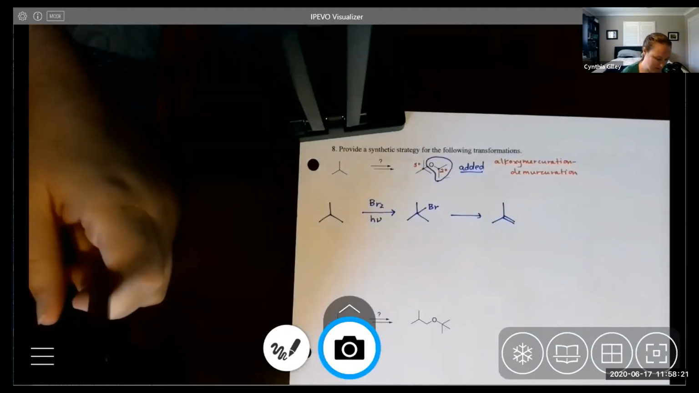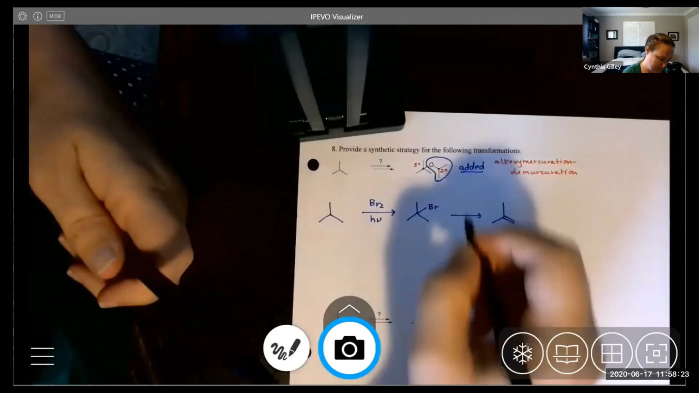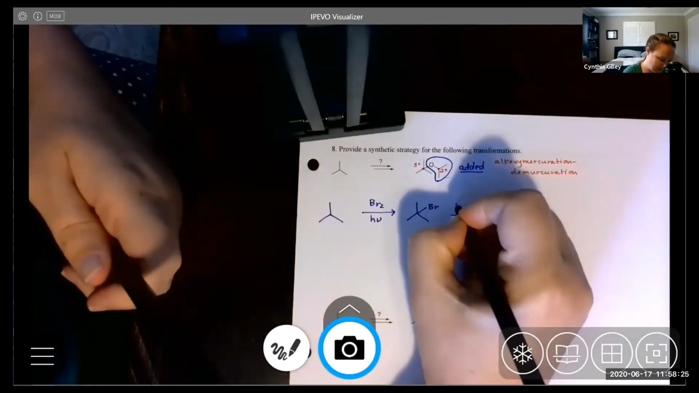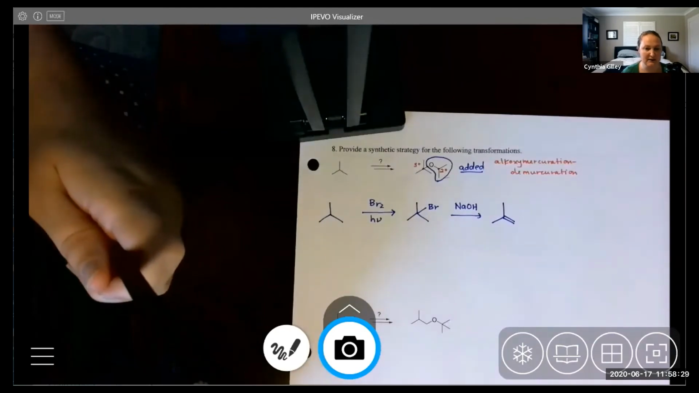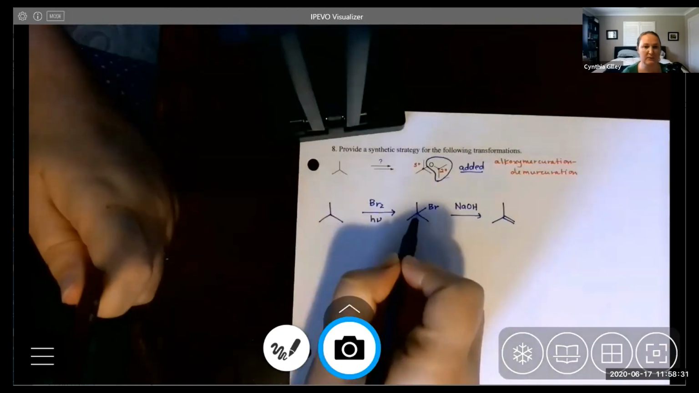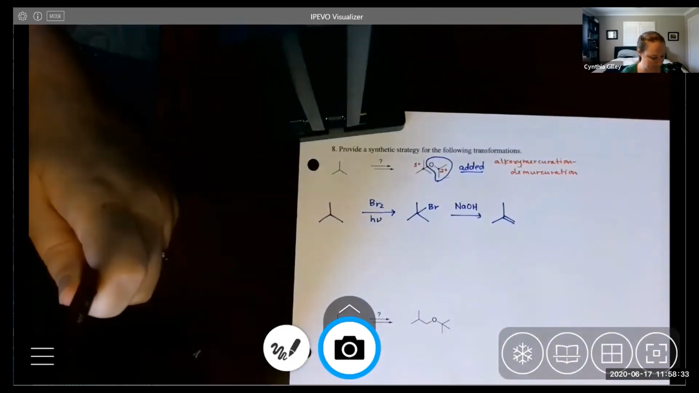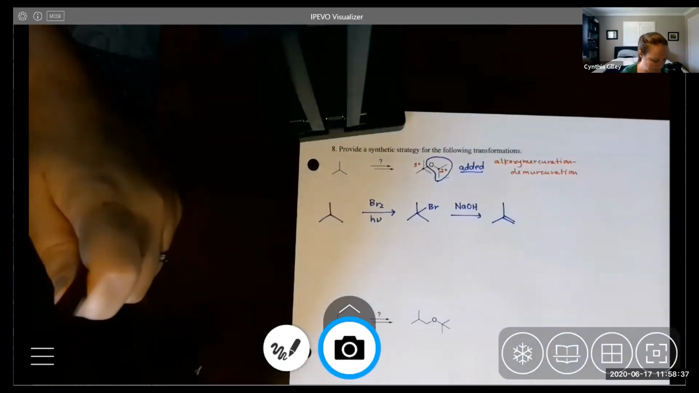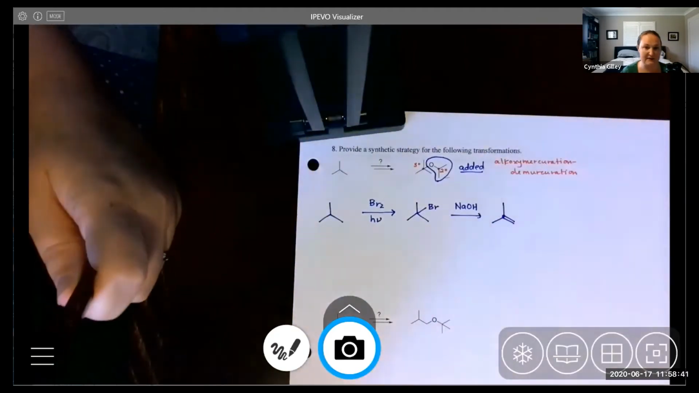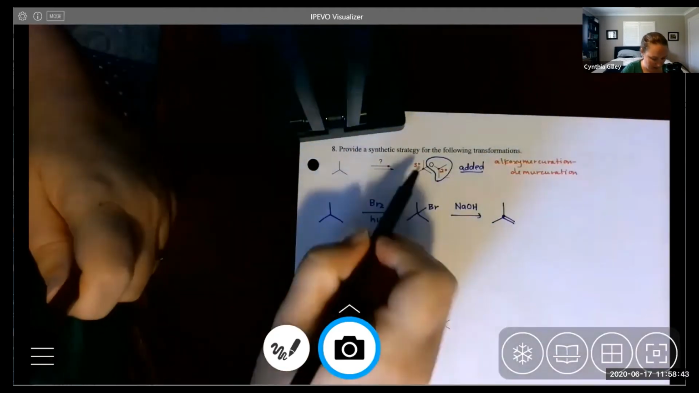In order to do that, I can just use any base, bulky or small, in this case. There's no competing substitution on a tertiary carbon. It's a strong base, so no SN2. So any base works. From here, this is the more substituted carbon. That's good because that's where I want my alcohol to add in.